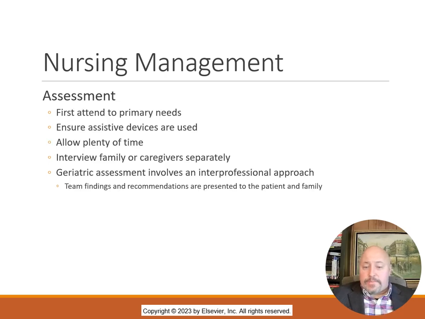The nursing management and assessment of the elderly patient, just like with every other patient, our priority is going to be to attend to those primary needs, that bottom level of Maslow. What is their pressing issue? Get everything they need for ABCs, airway, breathing, circulation, their primary needs. And then from there, we're going to move up that Maslow level to our safety risks.